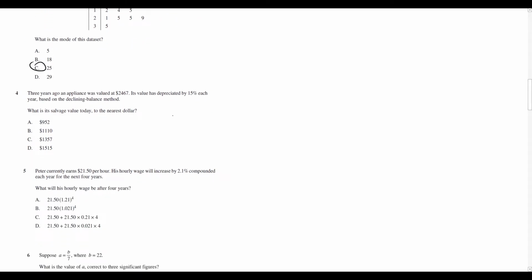Moving on, question 4. 3 years ago, an appliance was valued at $2,467. Its value has depreciated by 15% each year. Based on the declining balance method, what is its salvage value today to the nearest dollar? Okay, so let's quickly remember our formula for that one. S, the salvage price, is equal to P, what it was initially valued at, multiplied by 1 minus the rate, and then that is to the power of n, or t, depending on what you prefer, which just represents the number of years. Okay, so let's substitute some of these values in and let's see what we get.